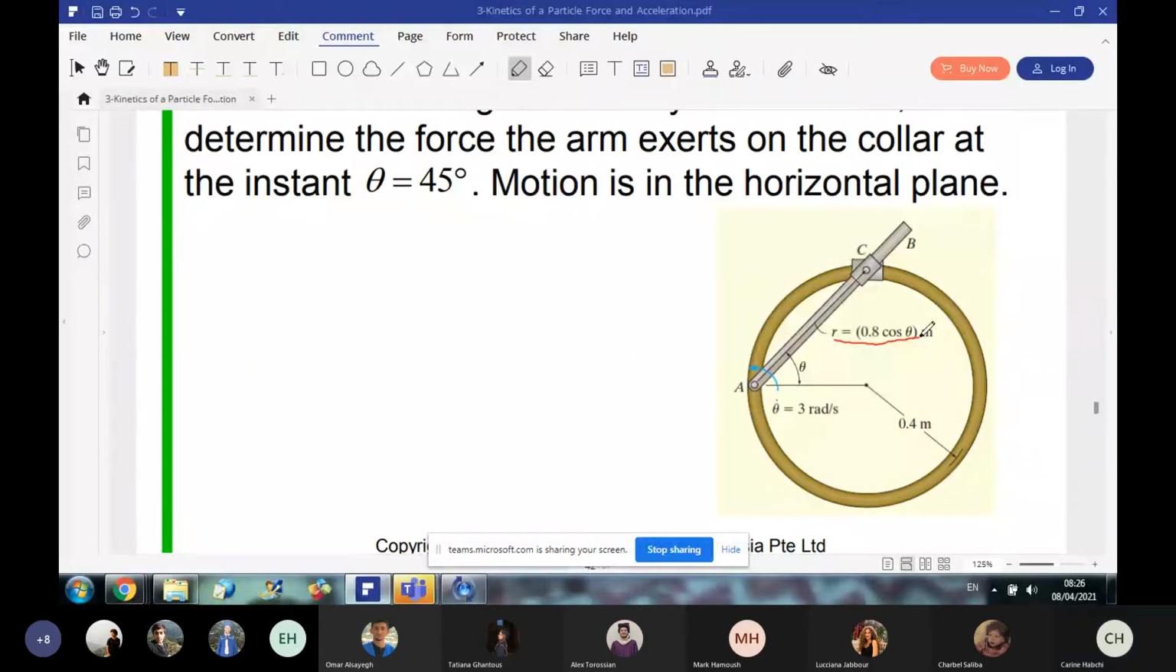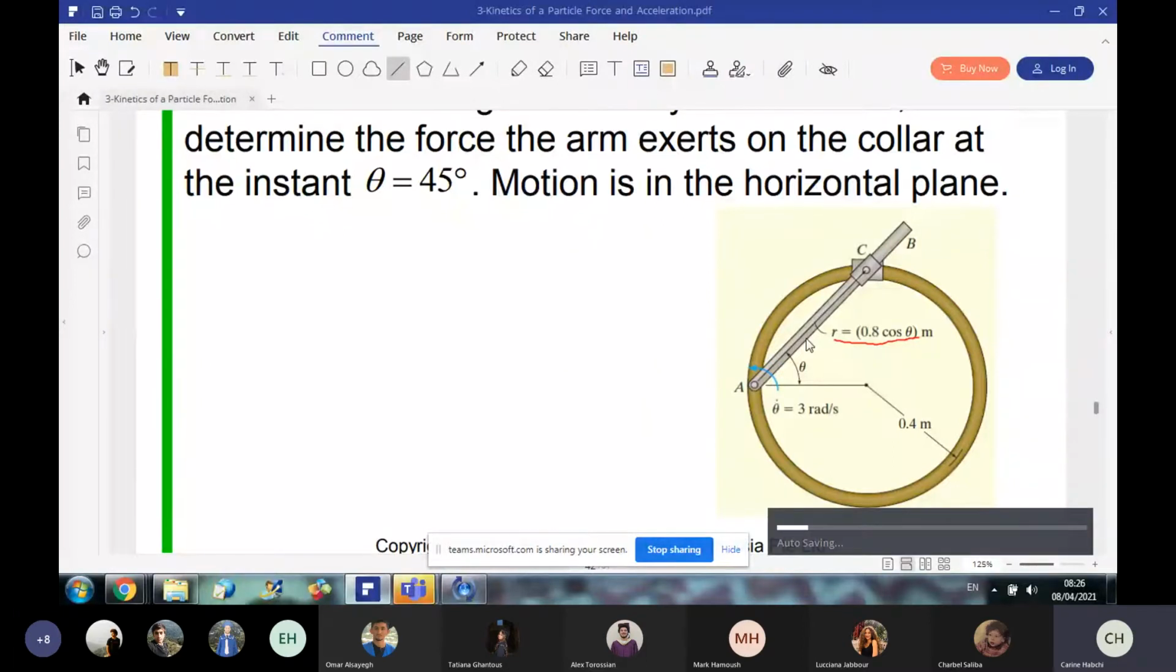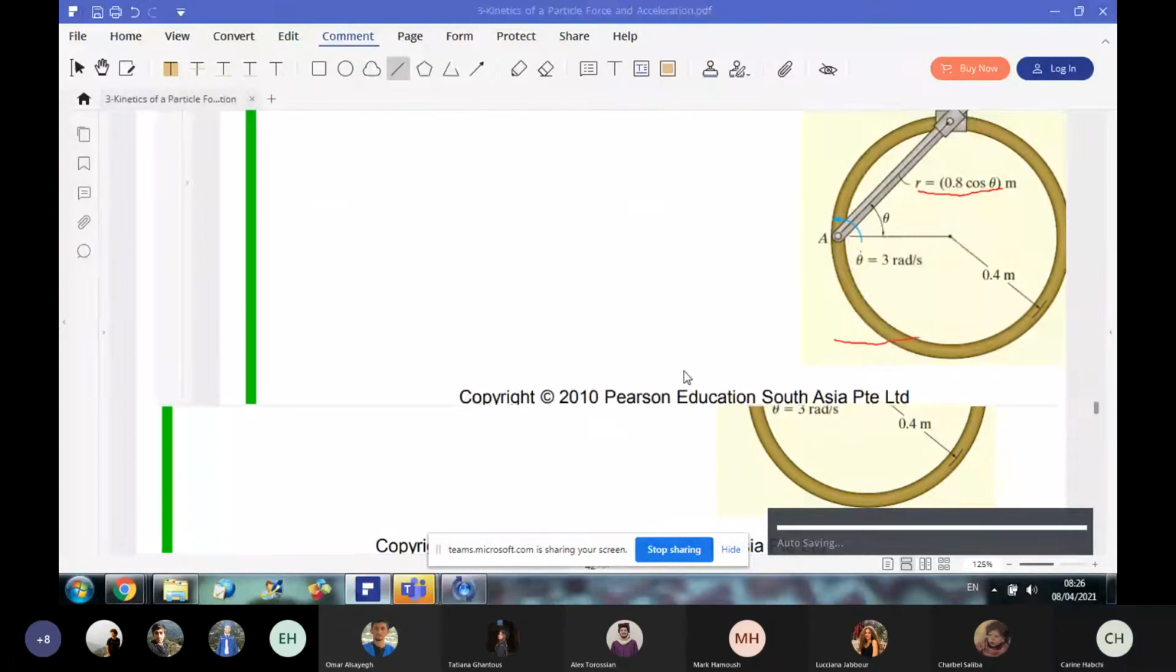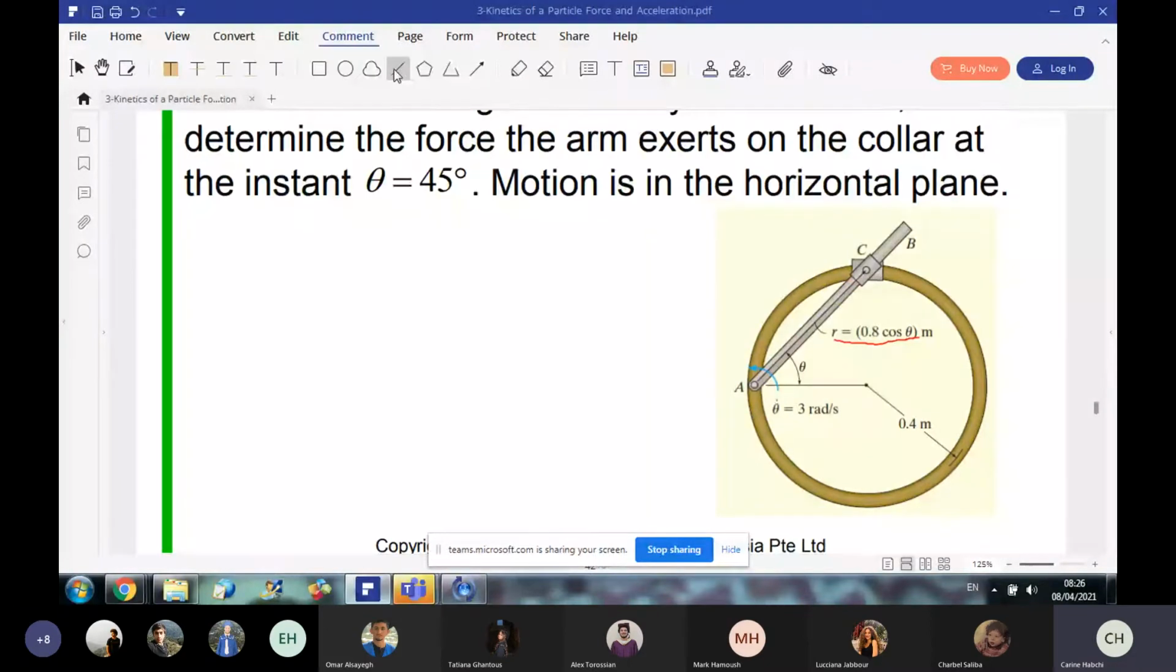First, what is r here? r represents the distance between A and C. So this distance here, the position vector from A to C, is r. So AC represents r. And theta is the angle between AC and the horizontal. Since you have here a circle, if you extend the diameter in here, this is the diameter of your circle.